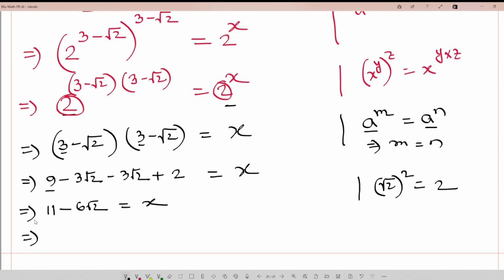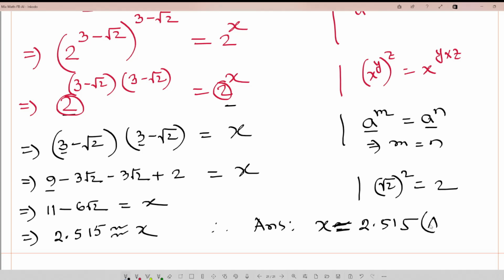Now if you calculate 11 minus 6 root 2, the answer will be what? 2.515, equals x, and it should not be equal, actually it's approximate. Okay, so our answer is x equals what? Approximately 2.515. If you want to use equal, you can use approx. Okay, and this is our answer.